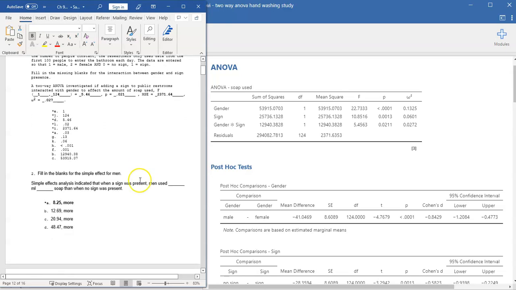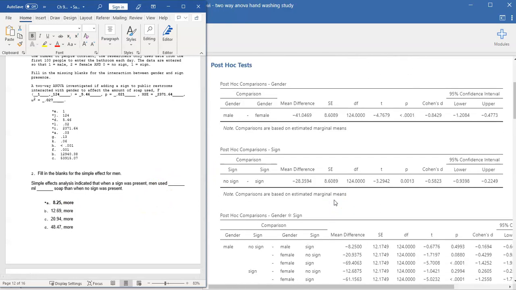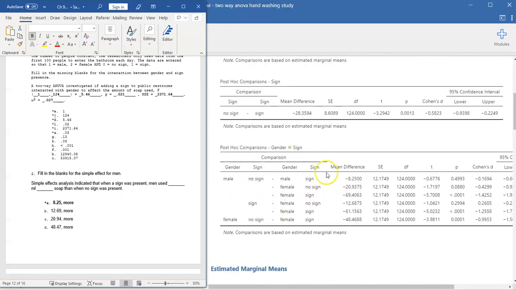The next thing you want to do is find the simple effects for the men. So what you want to do is come down to this post hoc comparison for the interaction. The question asks, find the simple effect analysis indicated for men, whether or not the sign was present or not. So you want to go to male, no sign, and then compare that to male sign. All right, so this is the line that you're looking for.